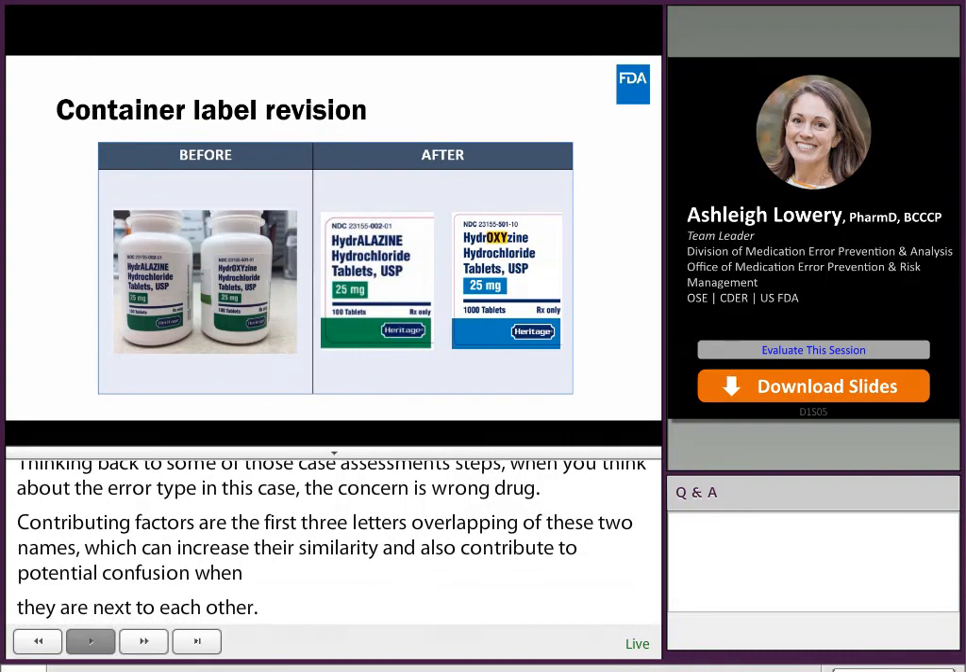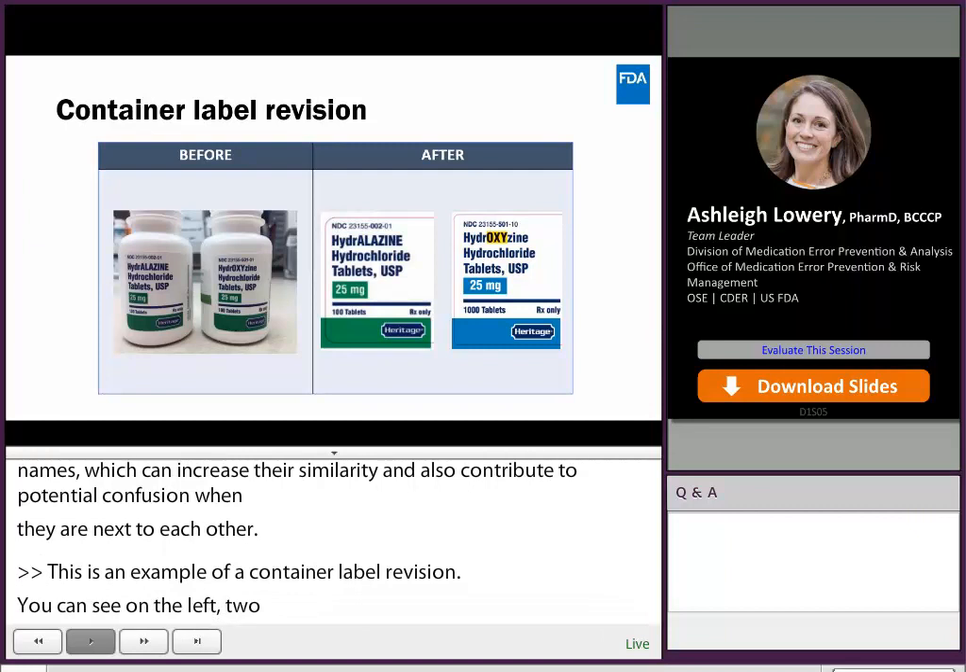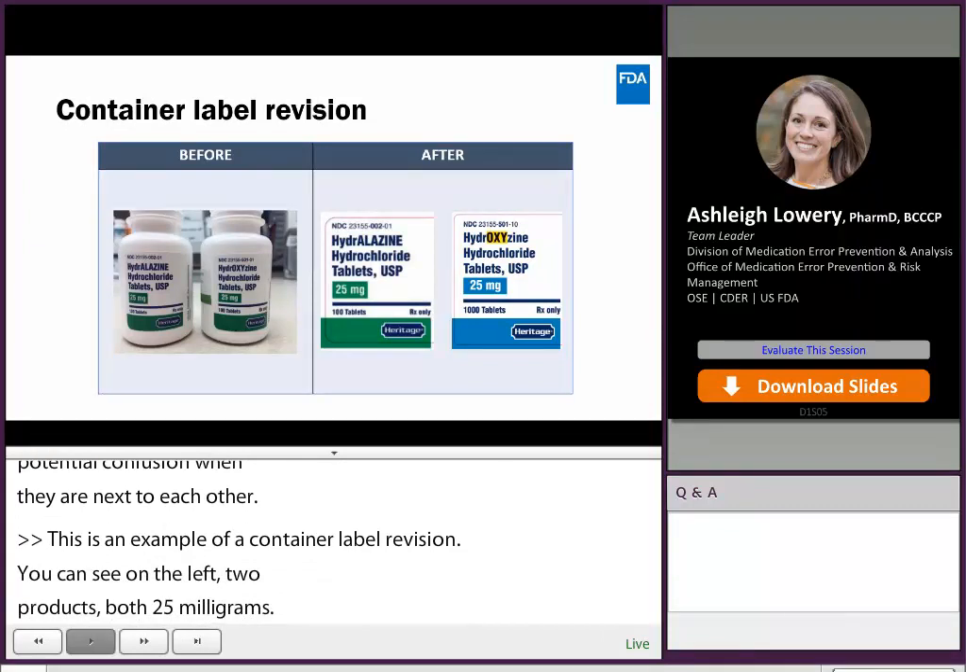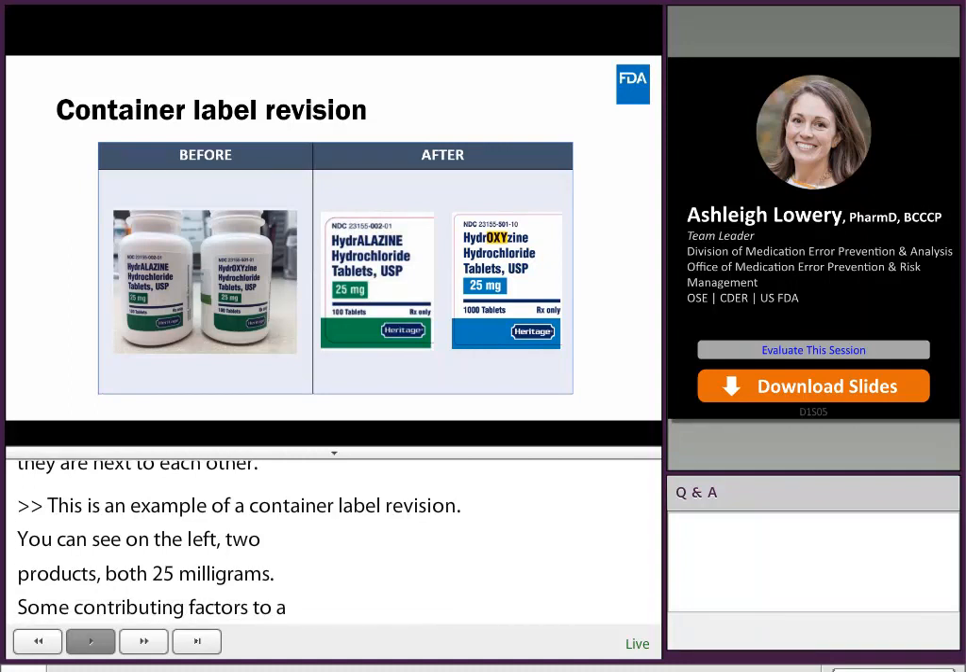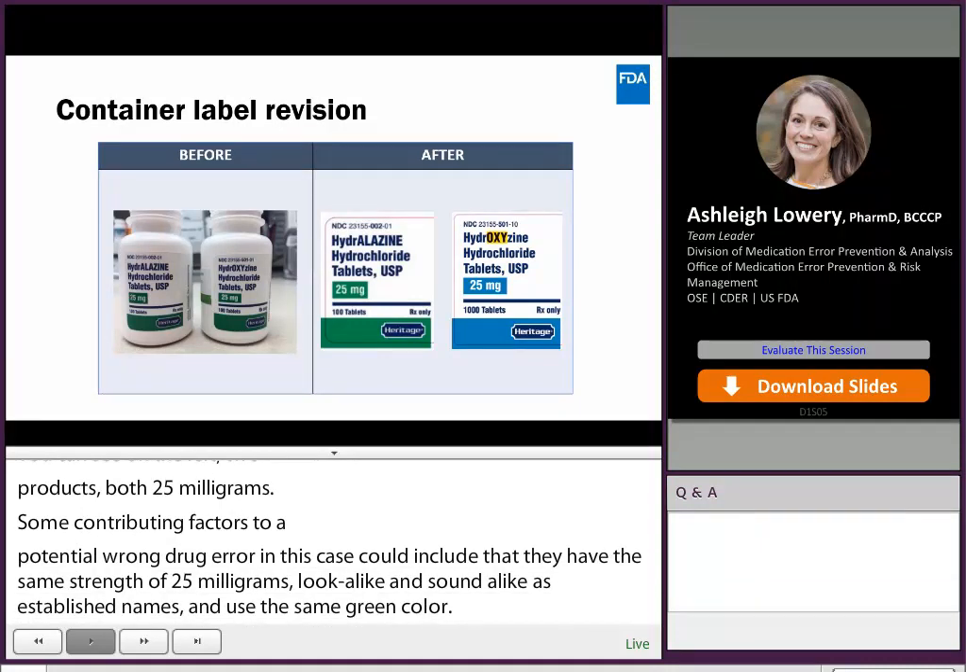This is an example of a container label revision. So you can see on the left two products, hydralazine and hydroxyzine, both 25 milligrams. So some contributing factors to a potential wrong drug error in this case could include that they have the same strength of 25 milligrams, look-alike and sound-alike established names, and use the same green color. So on the right are revised labels for hydroxyzine, where you can see that the tall man letters in the middle of the established name were highlighted for further emphasis, and the color was also revised from green to blue to better differentiate from the 25 milligram hydralazine product.